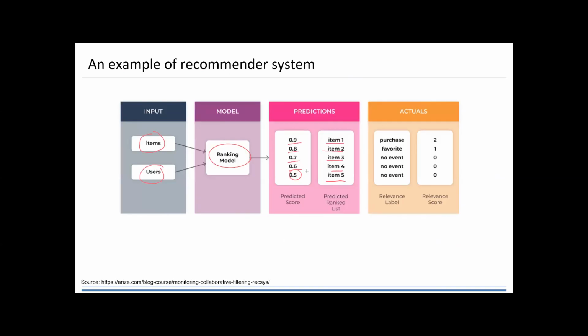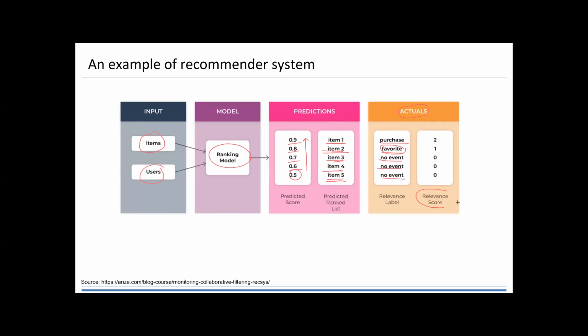So if it is higher or closer to 1, then most probably the user will like it. And in the actual, let's say item 1, the user purchased. In item 2, in the actual, it is favorite. Favorite means the user clicks this item many times. Item 3, there is no event. Item 4, there is no event. Item 5, there is no event.